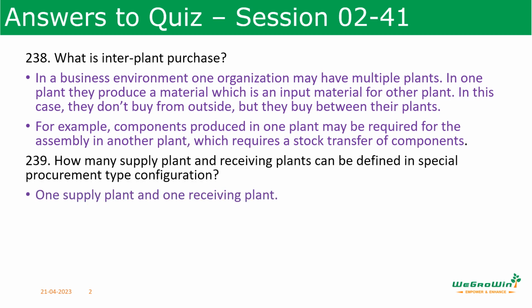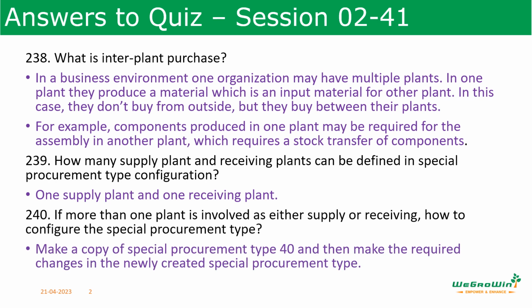How many supply plants and receiving plants can be defined in special procurement type configuration? When we configure it, we can define only one supply plant and one receiving plant. If more than one plant is involved as either supply or receiving, how to configure the special procurement type? In this case, we have to make a copy of special procurement type 40 and then make the required changes in the newly created special procurement type. All these things we discussed in the earlier session. If you want to know more details, please go and refer there.